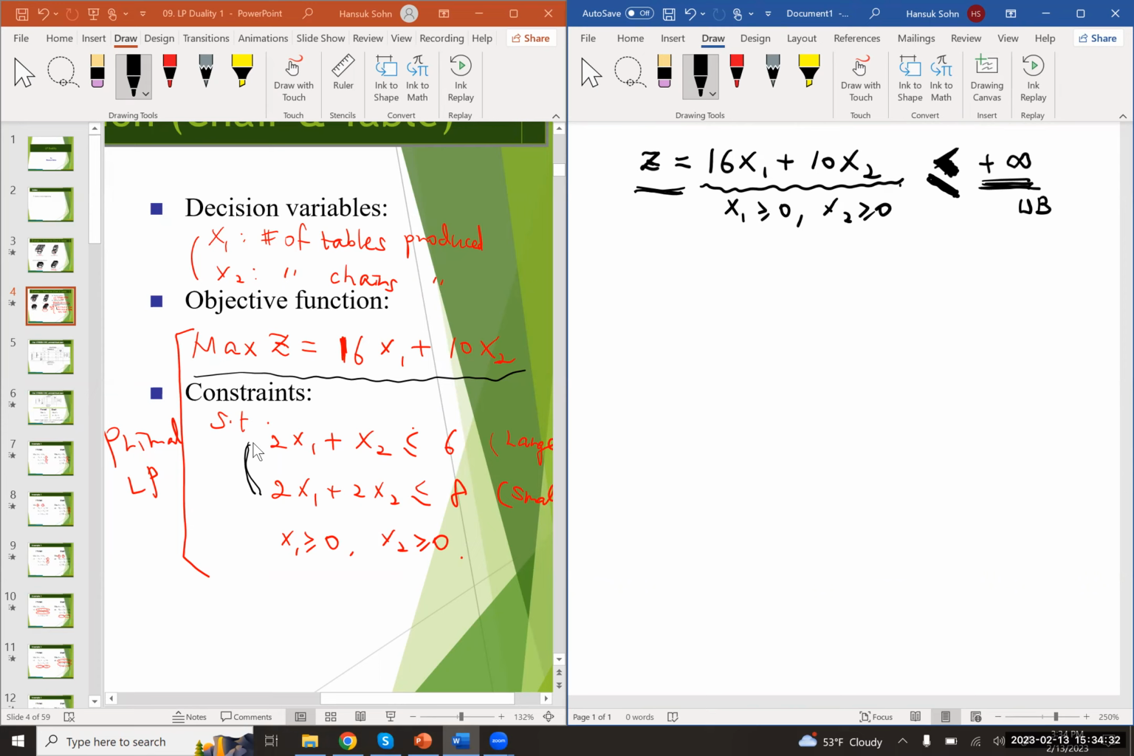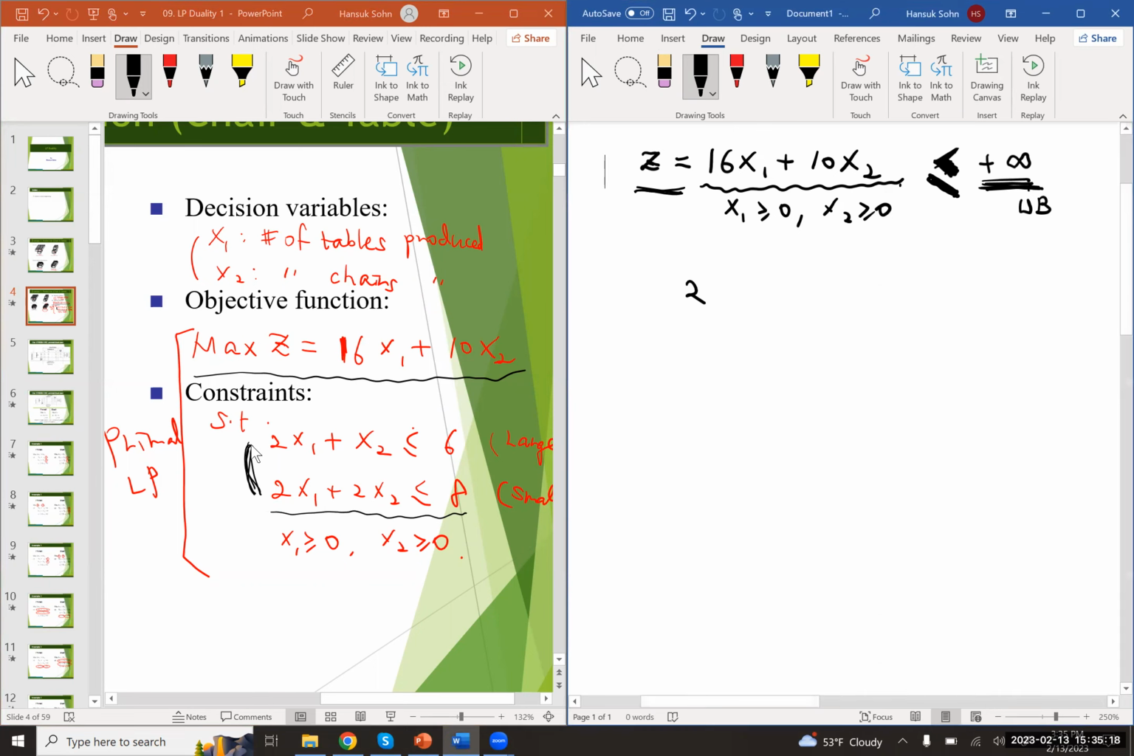Okay. However, we have these two constraints, right? They need to be considered, right? So let's take care of them one by one. Of course, intuitively, we can imagine that our current upper bound of infinity will be reduced if we consider these constraints, right? So first, let's consider the second constraint first, okay? Which is this second constraint.